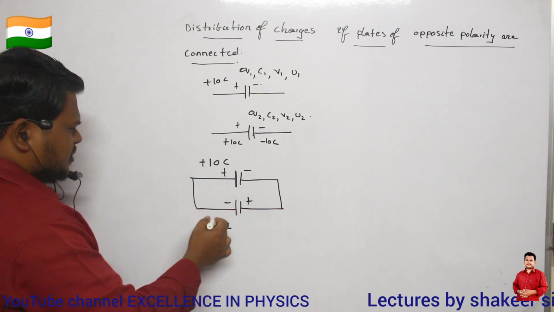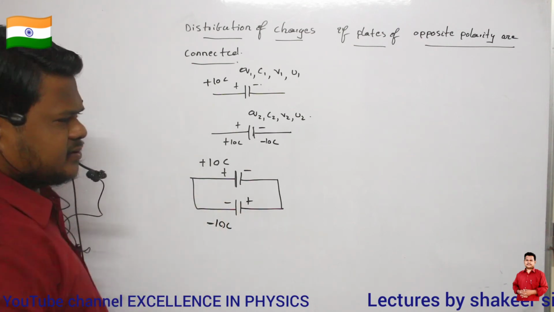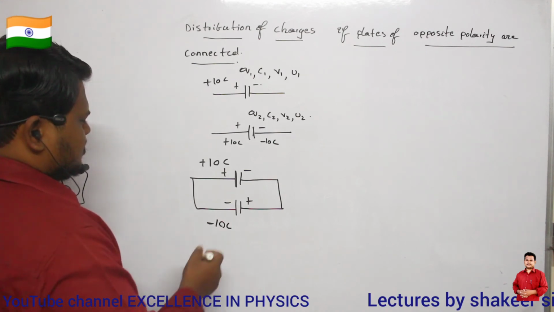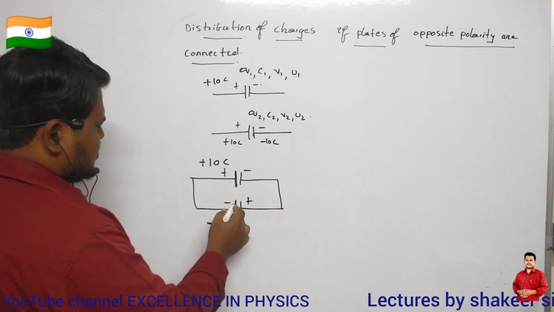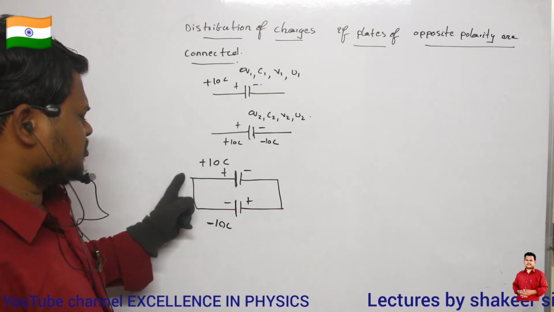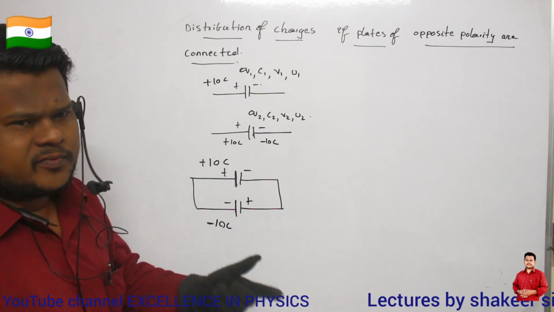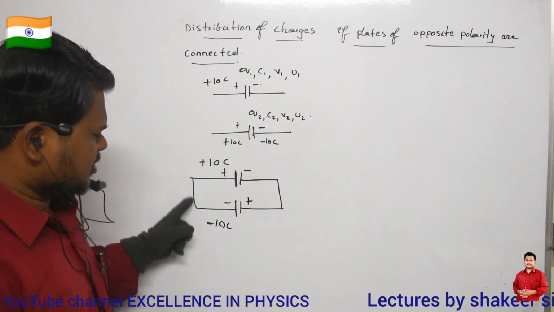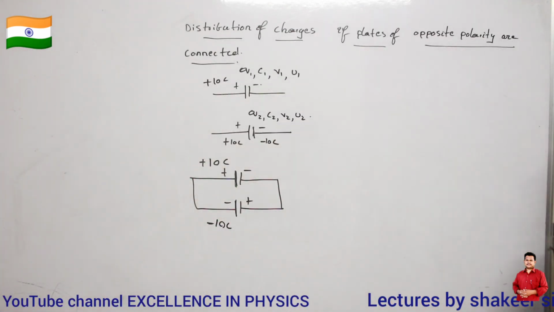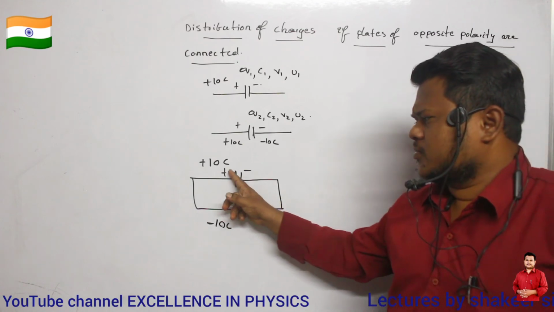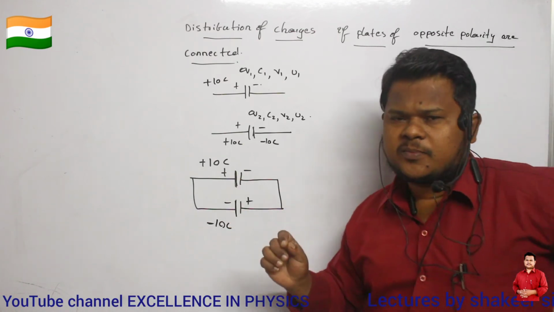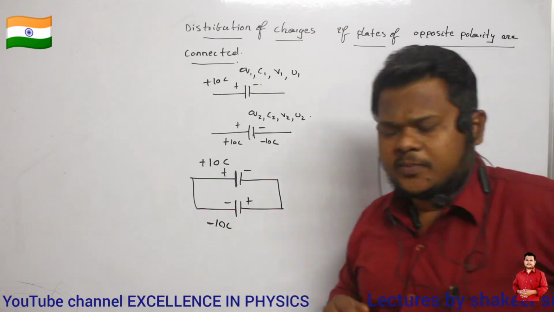Now when you connect them like this, what is going to happen here? This plate is at a higher potential, no? This negative plate is at a lower potential. So charges will transfer from the positive plate to the negative plate such that we get a common potential. Now here, can you say what is the common potential we will get? When this is plus 10 coulombs and this is minus 10 coulombs, can you say what is the common potential we will get? Anybody?